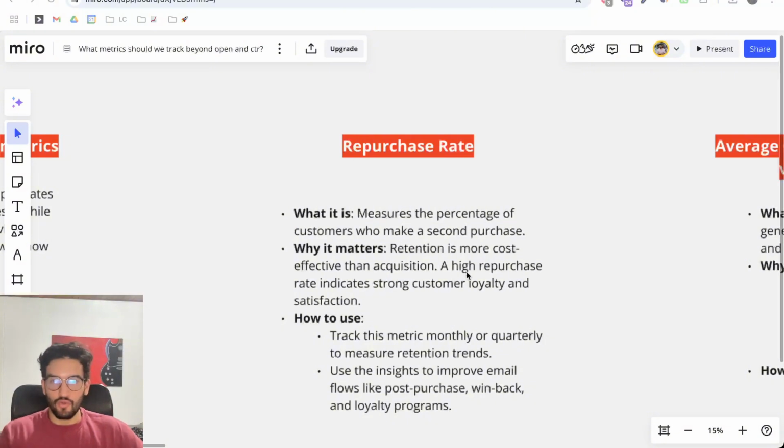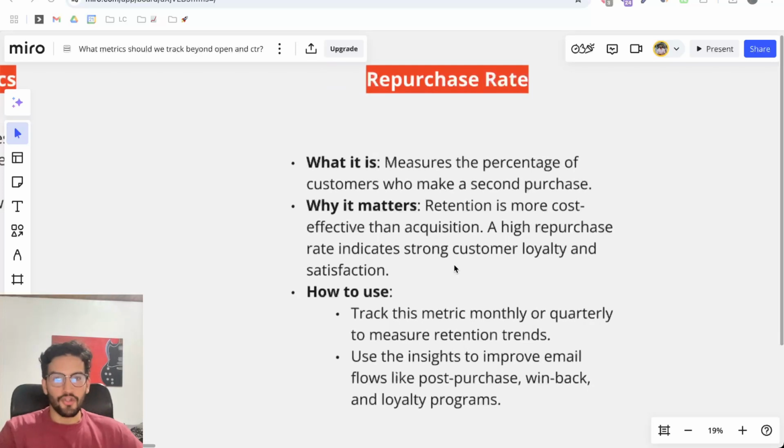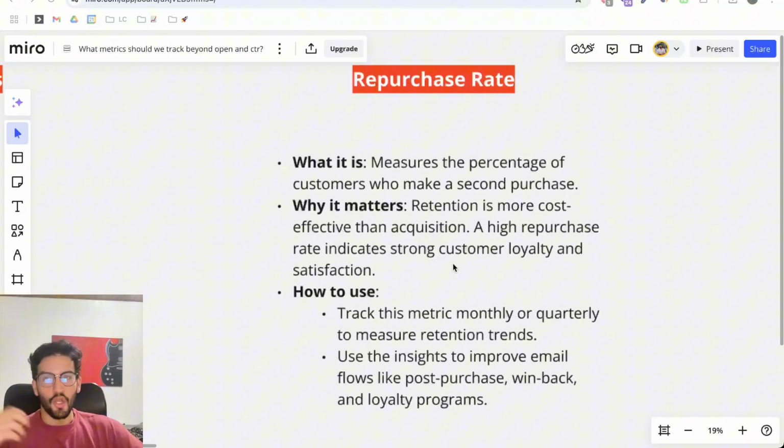The first one, which is extremely important, is repeat purchase rate. What it is, it measures the percentage of customers who make a second purchase. Why it matters? Retention is more cost effective than acquisition, as you may know. A high repurchase rate indicates strong customer loyalty and satisfaction. Of course, it depends on the business, but if you're relying too much on your repeat purchase rate, then that might mean you do have a problem with acquisition, but that's another topic for a whole other video.